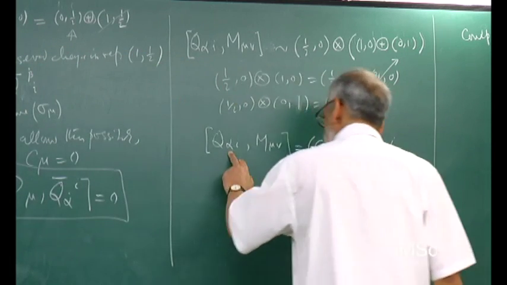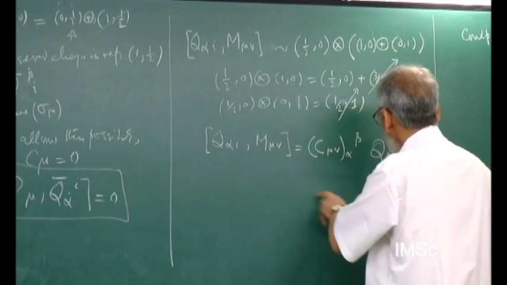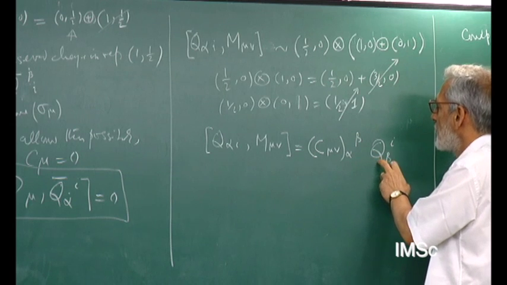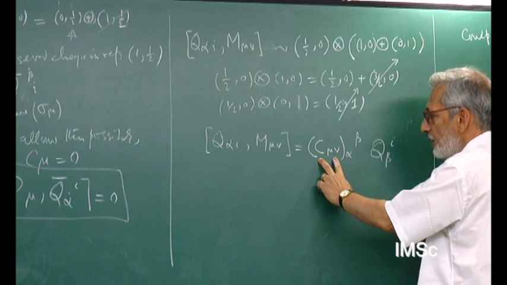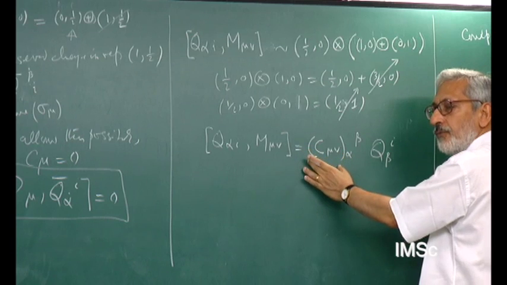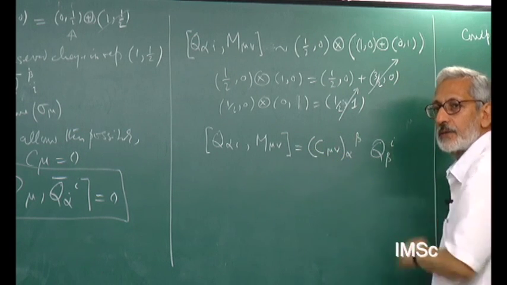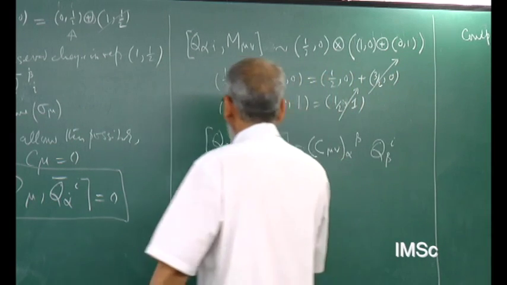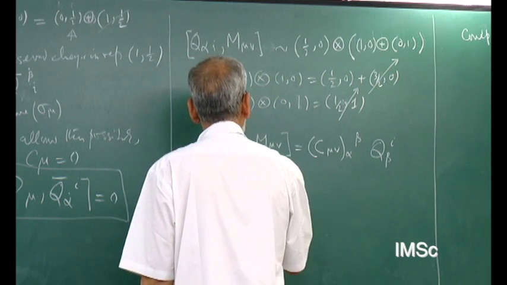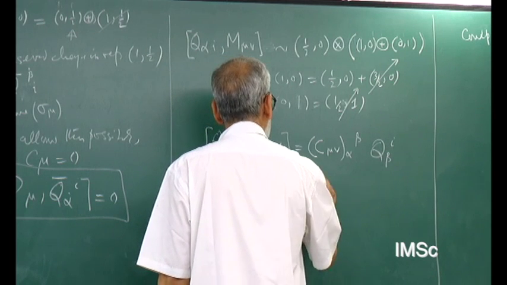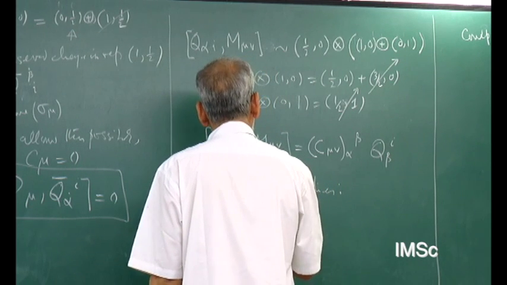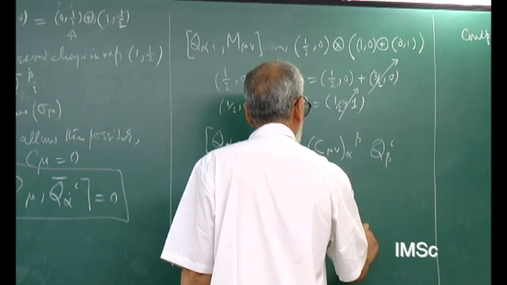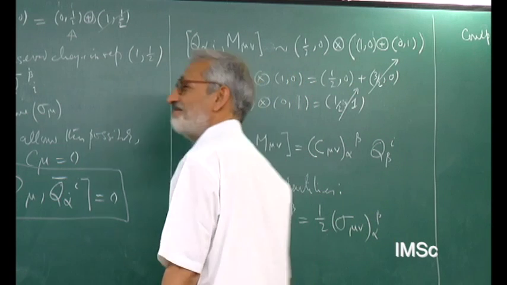So the commutator of Q alpha I with the Lorentz generators M mu nu can be only a spin half-zero representation. So the half-zero representation is Q itself multiplied by some C mu nu alpha beta. The C mu nu are unknown coefficients. Now I use the Jacobi identity again. That tells you that C mu nu alpha beta is exactly half sigma mu nu alpha beta. That's why I wrote that.